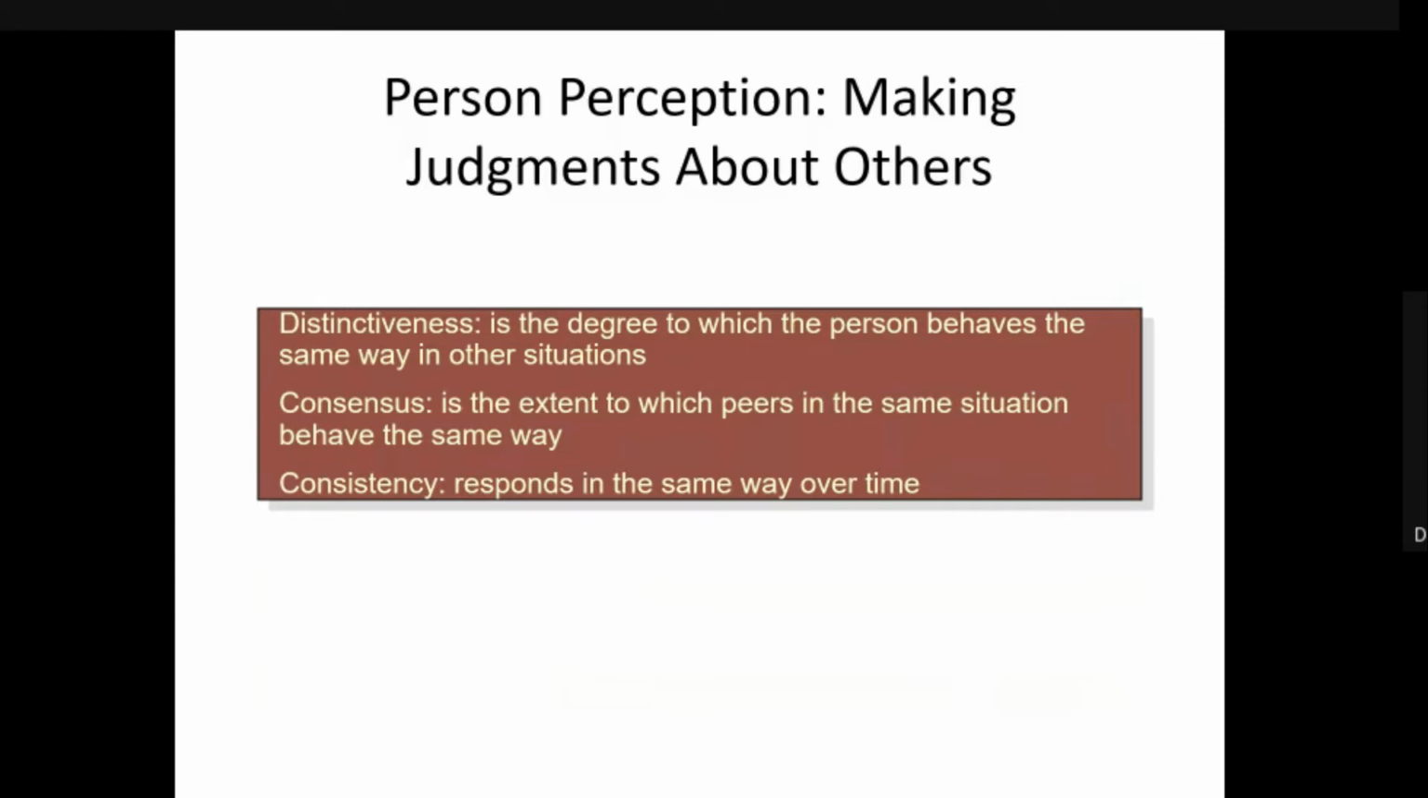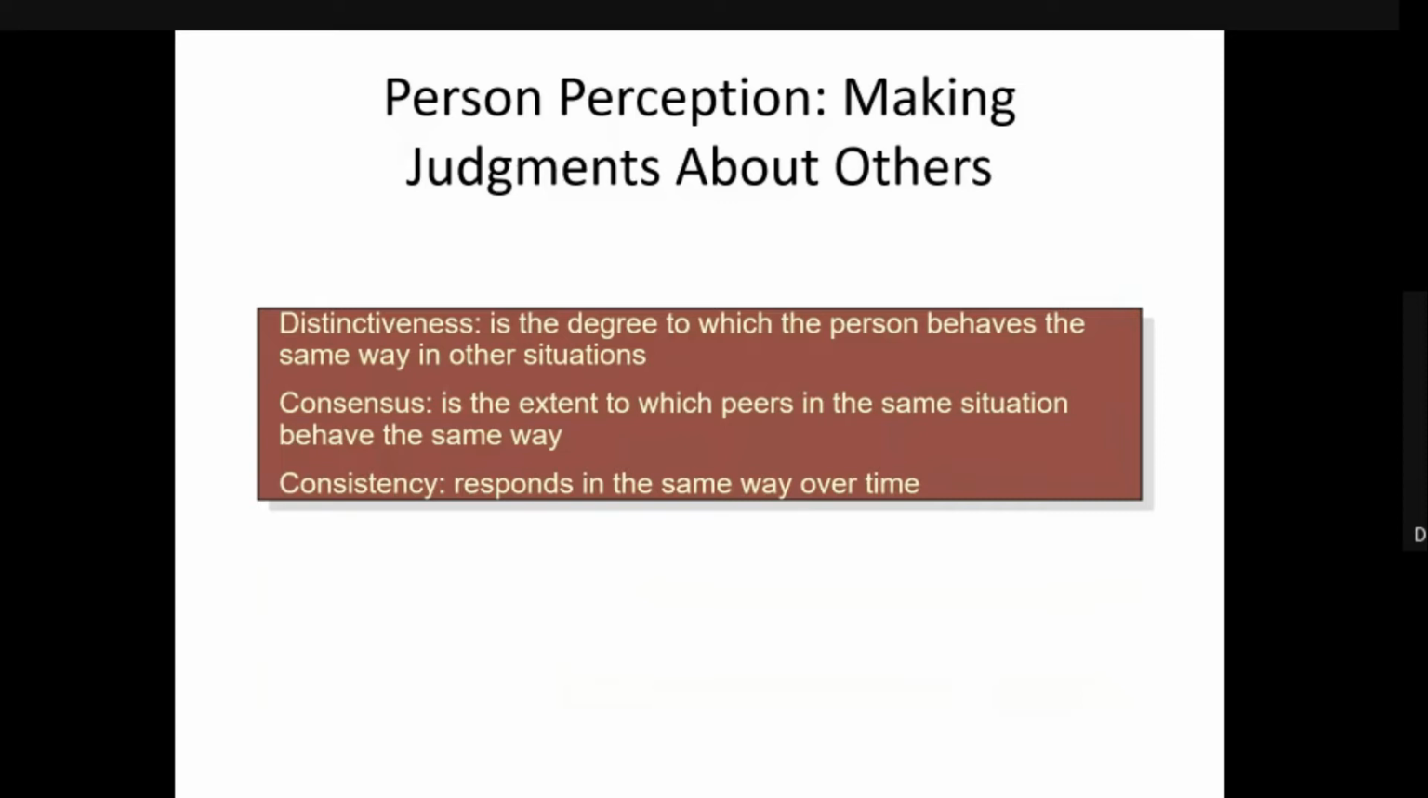Pero kapag hindi naman siya distinct at hindi siya unusual, ibig sabihin niyan is this is the usual behavior that he or she displays. So we could probably judge that the behavior is to be internally attributed. So yun yung distinctiveness. Pag high yung distinctiveness, we could say that it is externally attributed. But if it's low, yung distinctiveness is low, we internally attribute it.